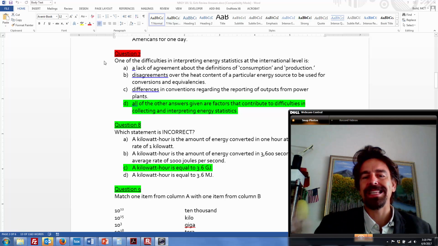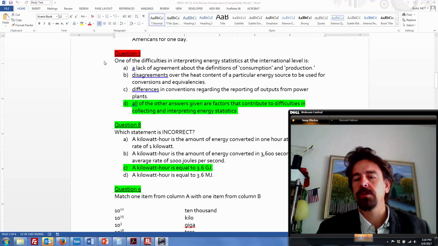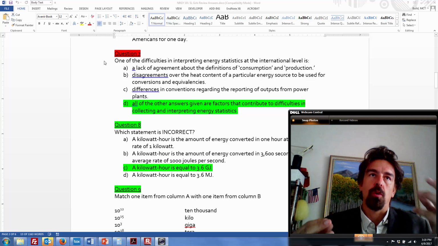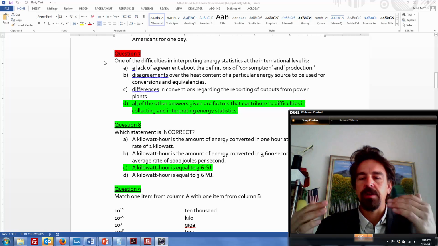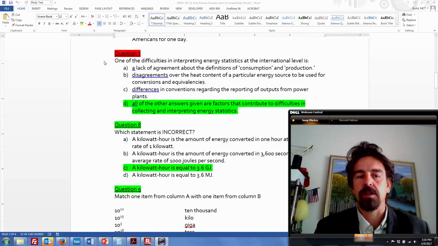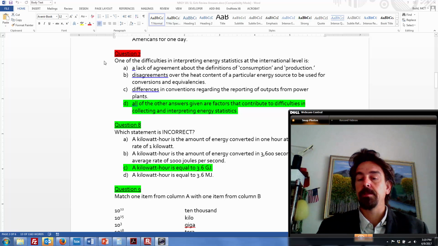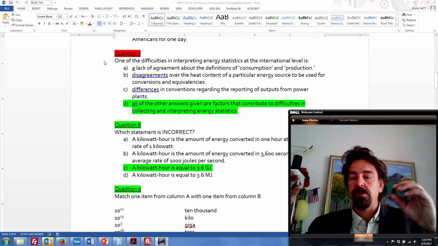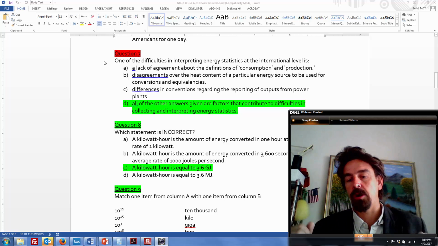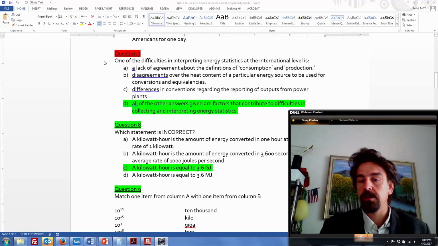Disagreements over the heat content of an energy source. It's true, because sometimes wood will have some energy, oil will have some energy, gas, and different types of fuels will have different energy densities. That's also a problem. Difference in conventions regarding the reporting from power plants. Sure, so sometimes a certain amount of energy will go in, a different amount of energy will come out, and that's also hard to measure. Okay, so good job.